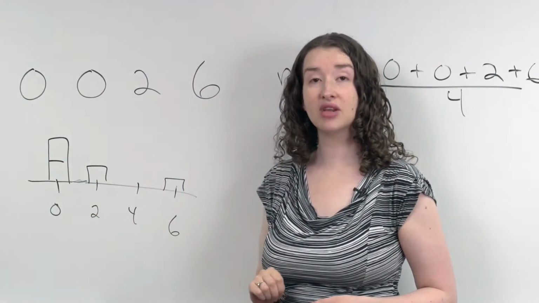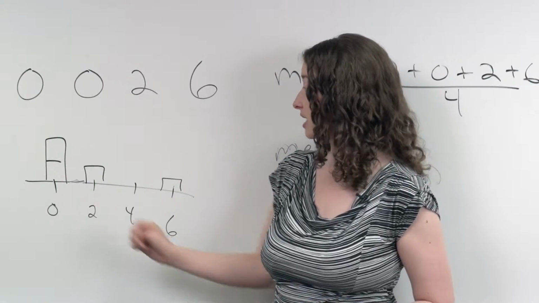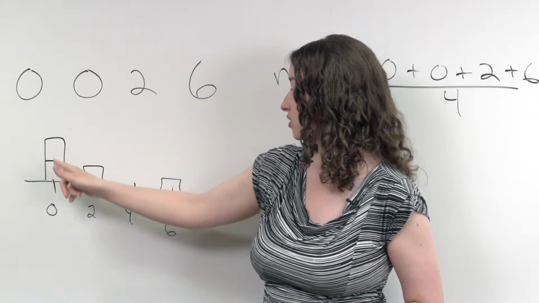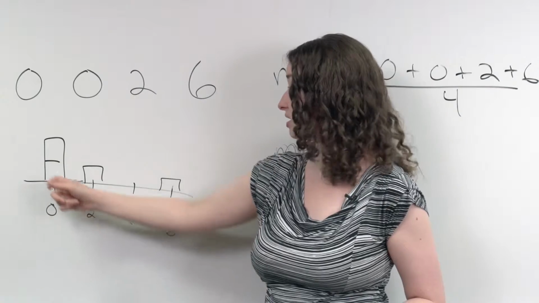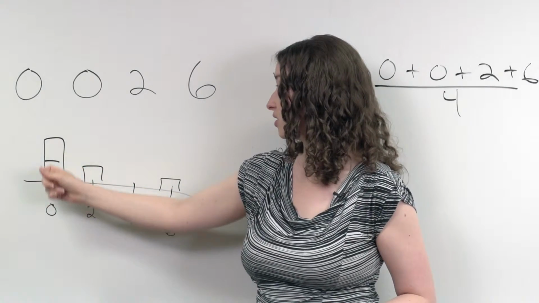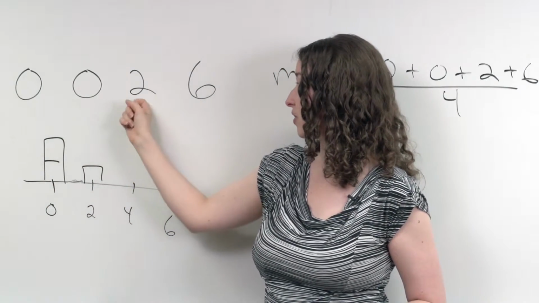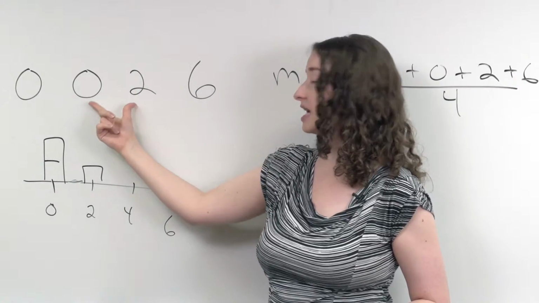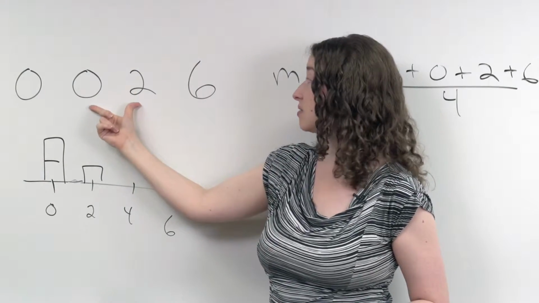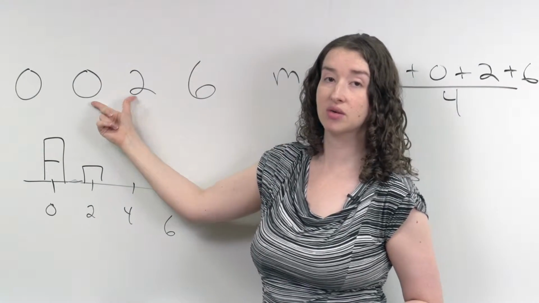However, here I have an even number of data points. So what I do is I find the 2 middle points. If I have 4 data points, the middle points are the second one and the third one. The second smallest point is a 0, the third smallest point is a 2, and I take the mean of those 2. So here the median is equal to the mean of 0 and 2, which is 1.